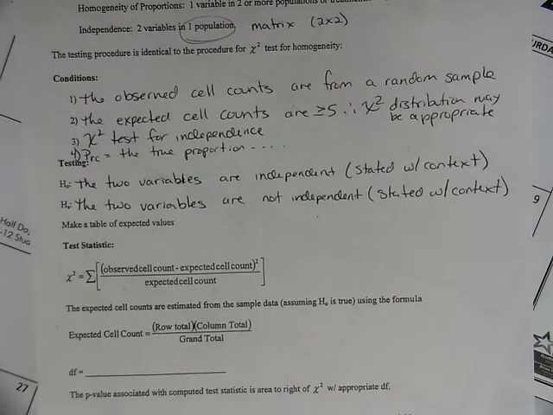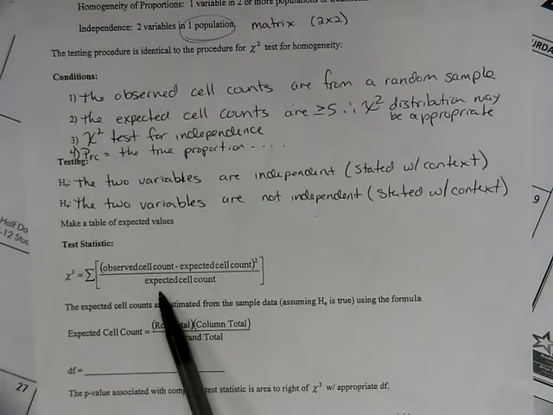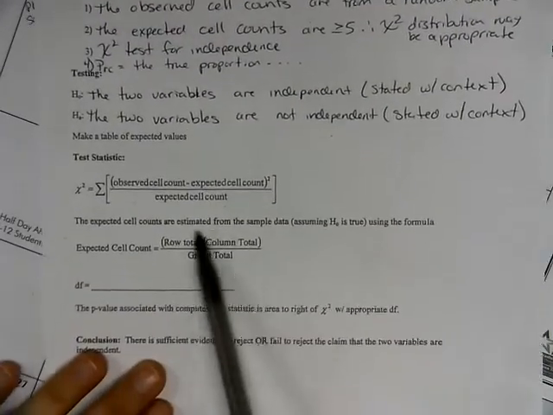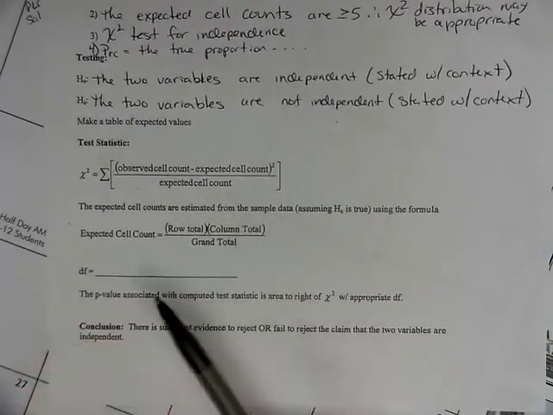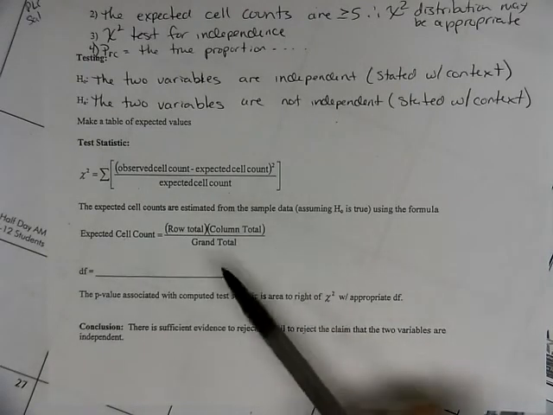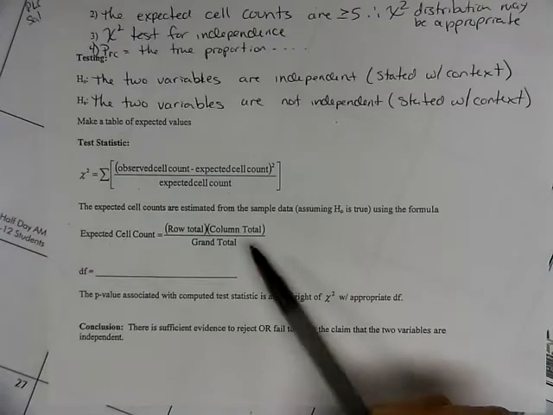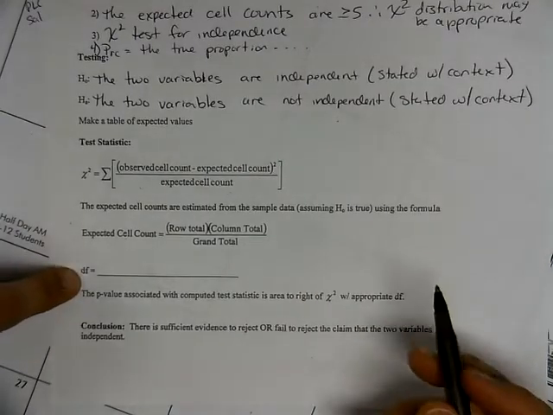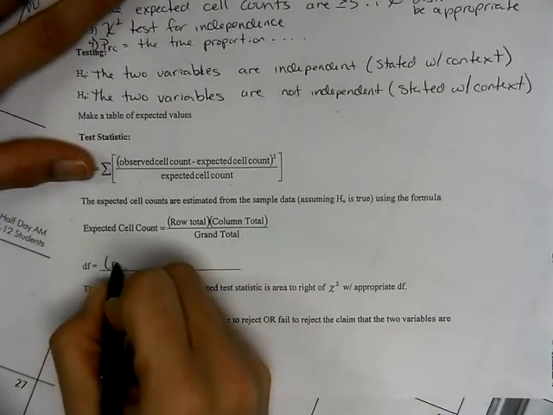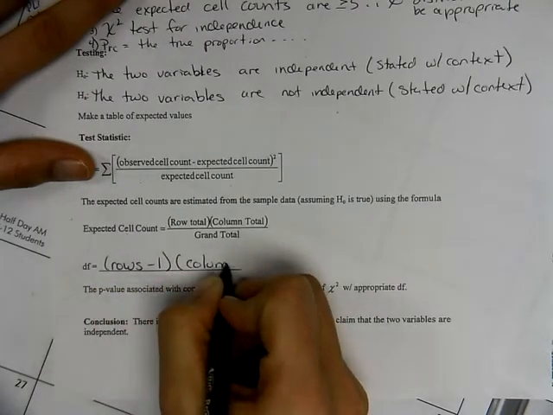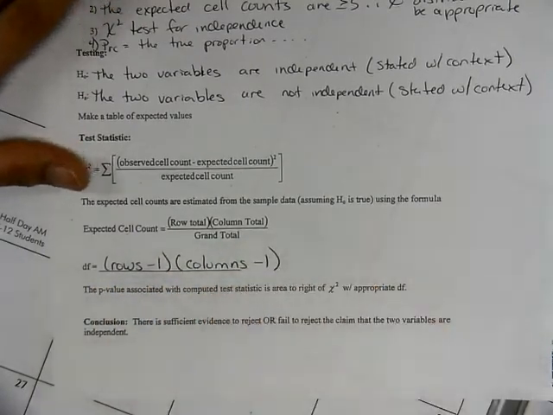You have to make a table of expected values just like yesterday. We'll do it in the calculator. Your test statistic does not change. Again, here's the expected cell count formula. You don't necessarily need to memorize this. It may show up on the test as a multiple choice question. Degrees of freedom are just like yesterday: rows minus 1 times columns minus 1.